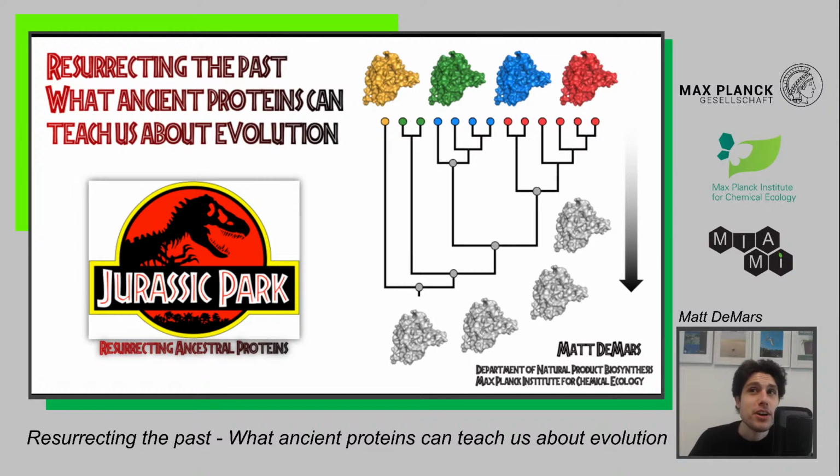My name is Matt DeMars, and I'm a postdoctoral researcher in the Department of Natural Product Biosynthesis at the Max Planck Institute for Chemical Ecology. Today, I'm going to be talking a little bit about resurrecting the past, bringing ancient proteins back to life, and studying them to see what they can teach us about evolution.